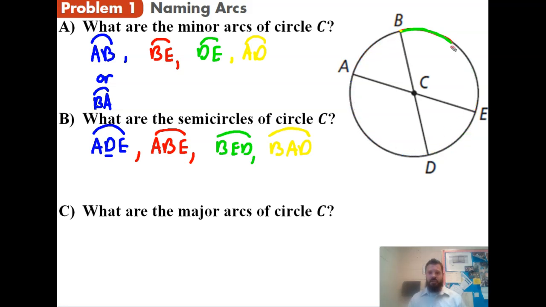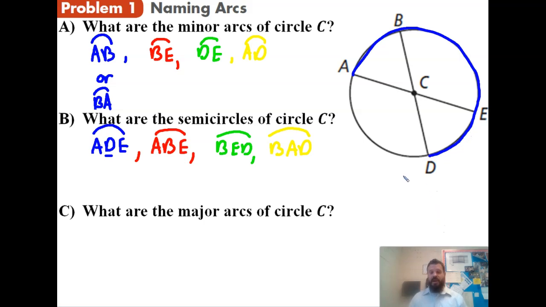C, name all the major arcs. Okay, so with a major arc, we are talking about an arc that's more than a semicircle, so more than half a circle. So let's say I start at A and start going around through B, through E, so a semicircle, then you keep going all the way to D here.